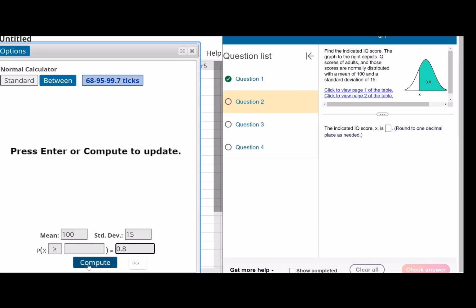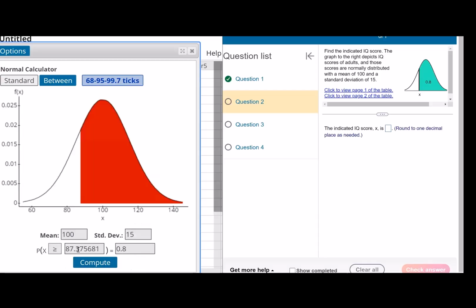And we hit compute, and this is our IQ score, and we round it to 1 decimal place. That'll be 87.4.